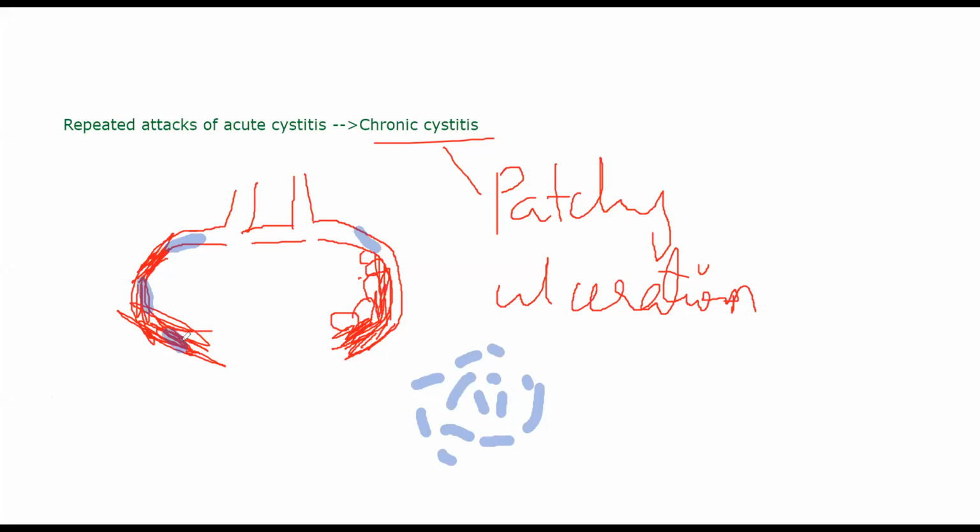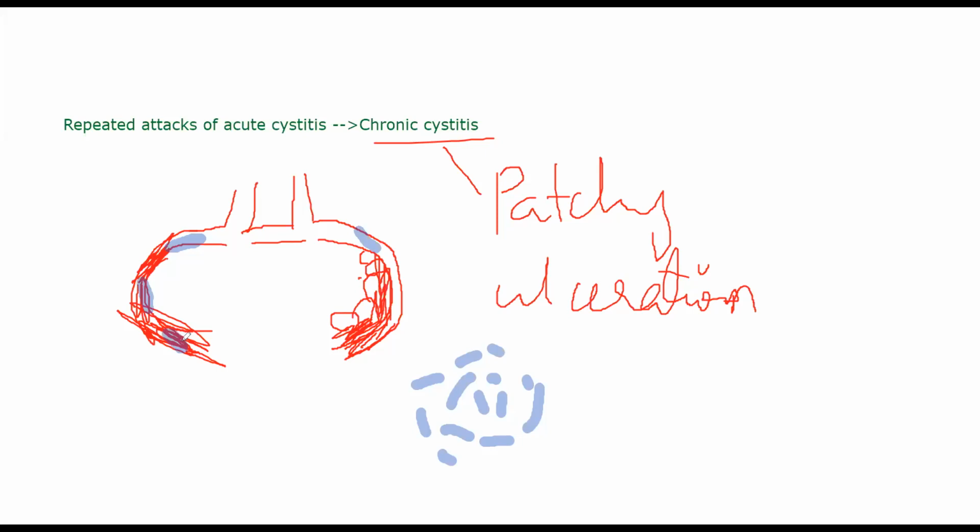So you can understand that the ulcers are going deeper. That is why fibrosis is also occurring deeper. And in those deeper layers, you'll also be able to see chronic inflammatory cells. You'll see lymphocytes, macrophages, and cells of chronic inflammation invading that particular area. So that is chronic cystitis.